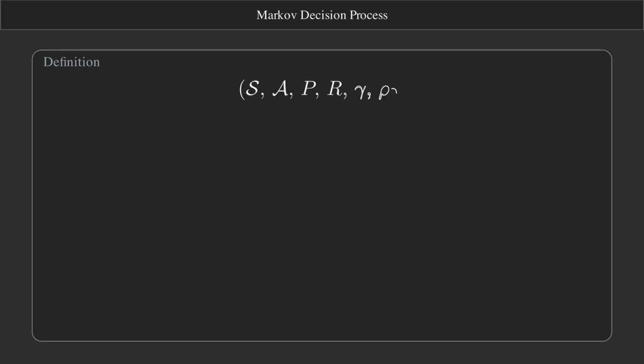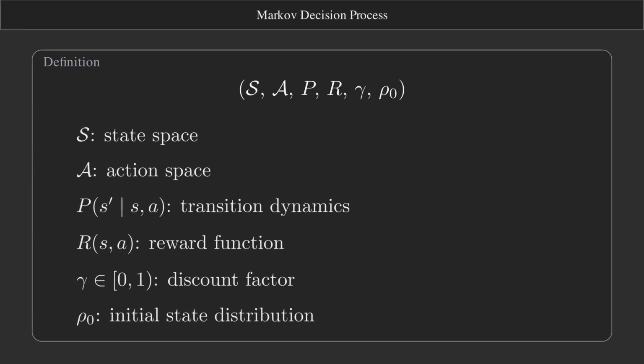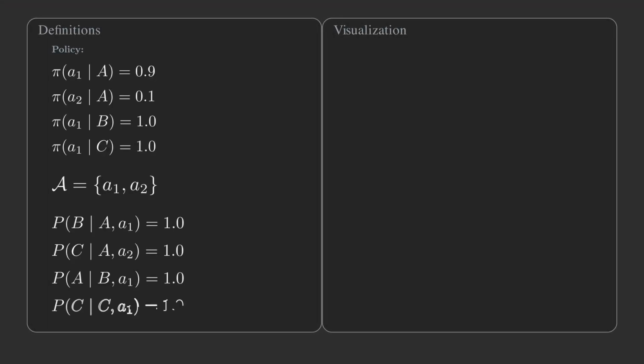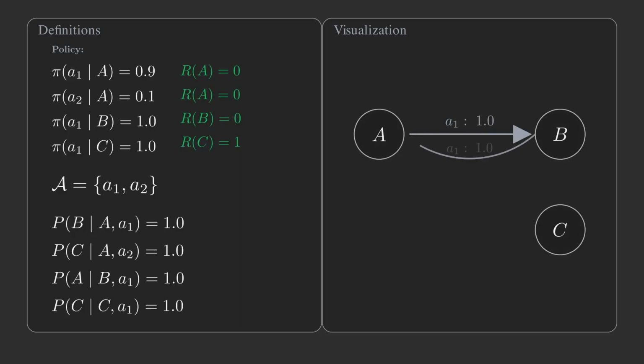To model this, we must extend the Markov reward process by introducing actions, creating a Markov decision process, or MDP. The key difference to the Markov reward process is the introduction of an action space A. Additionally, the transition probabilities also become dependent on the actions we choose. So the probability of going to the next state S prime depends on the current state S and action A. This means that the next state is sampled from a distribution that depends on both the current state and the action taken. Let us extend our previous example.